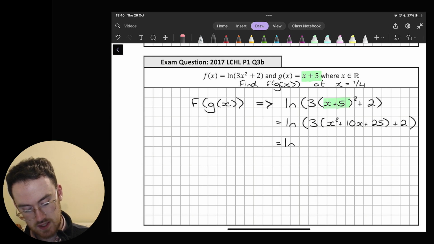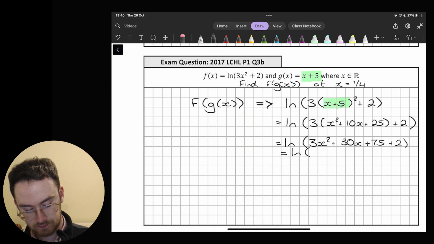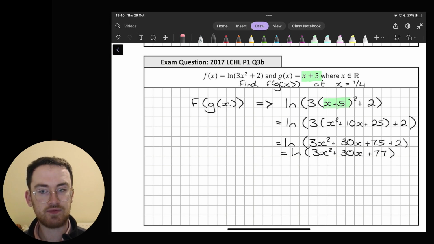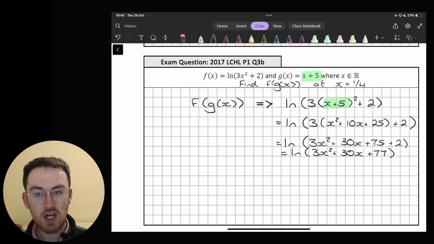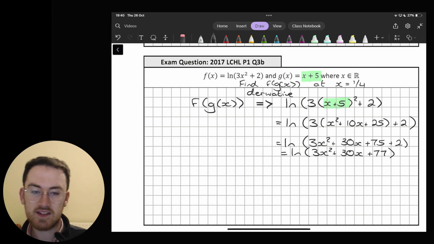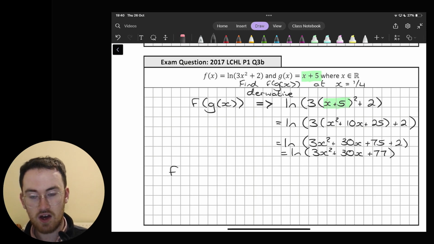Let's keep working this out. So 3x squared plus 30x plus 75 plus 2. 3x squared plus 30x plus 77. Okay, now that we've evaluated the actual expression they want us to find, we need to find the derivative. Okay, sorry, it's supposed to be, of course, the derivative. There wouldn't be much point in us just finding that value. We're finding the derivative of f of g of x. So let's find the derivative of that.